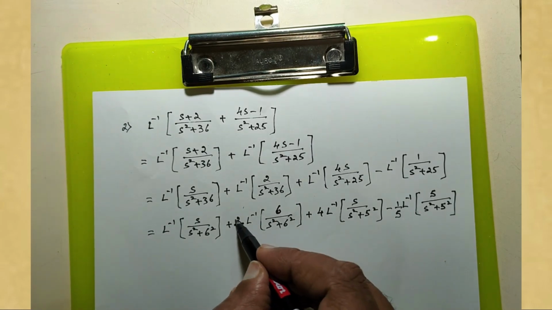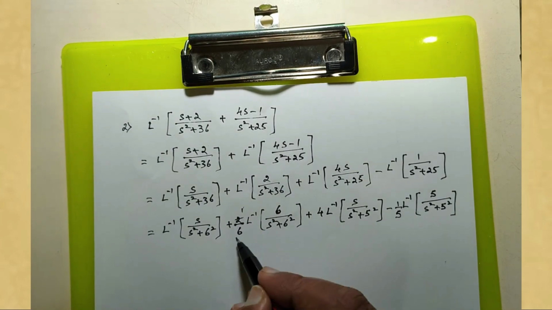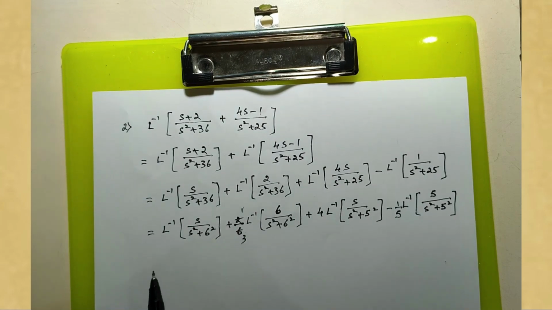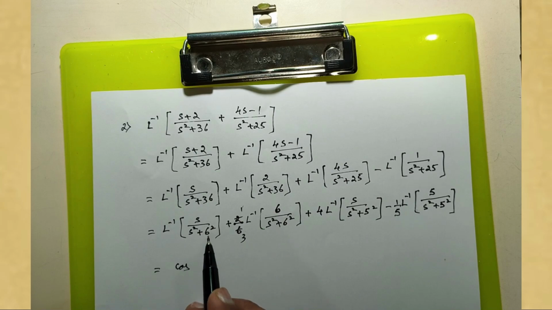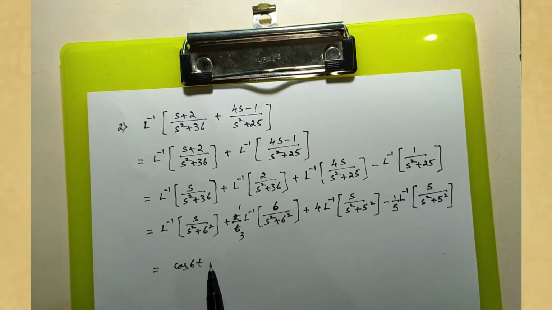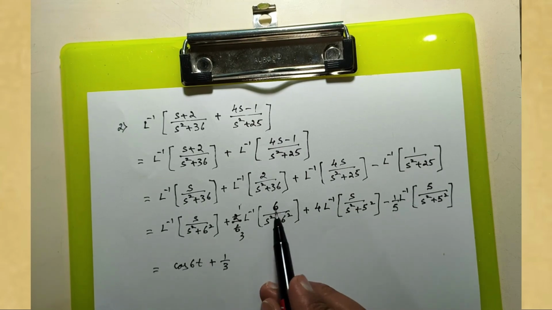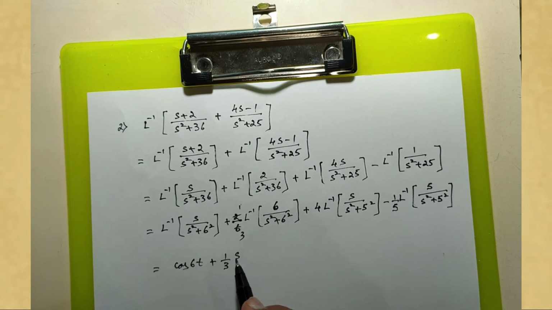If you want, you can cancel out: 2 one times, 2 three times. So this will be equal to cos at, where the value of a is 6, so cos 6t. Here you have plus 1 by 3, and L inverse of a by (s square plus a square) will be sin at, so sin of 6t.